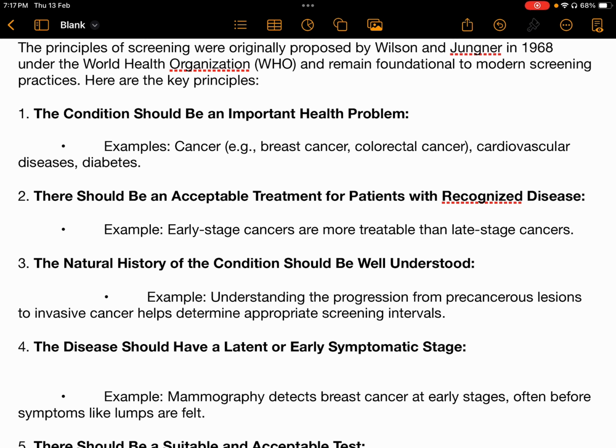Third principle: the natural history of the condition should be well understood. The disease's progression should be understood well enough to know which stages are most suitable for screening and intervention. This includes knowing the preclinical phases before symptoms appear and when treatment can prevent progression. Example: understanding the progression from precancerous lesions to invasive cancers helps to determine appropriate screening intervals.